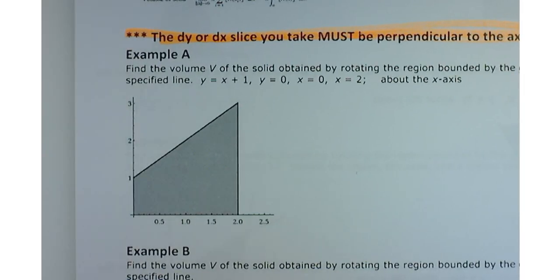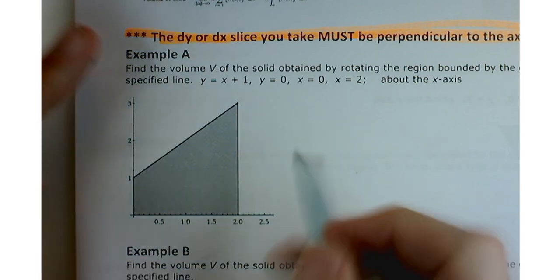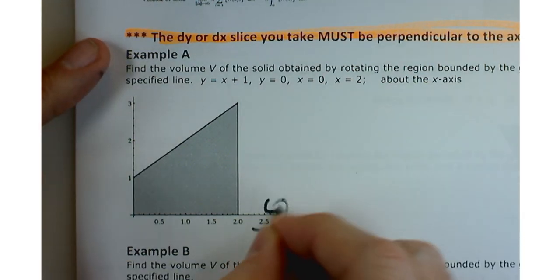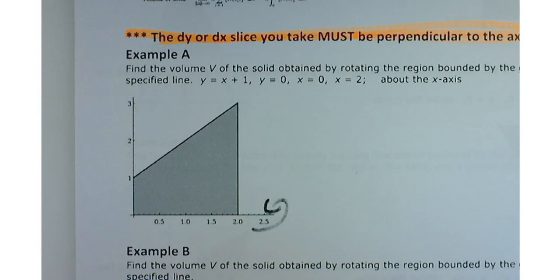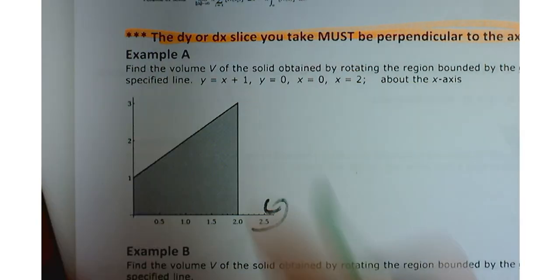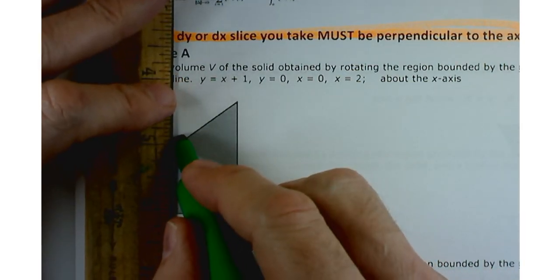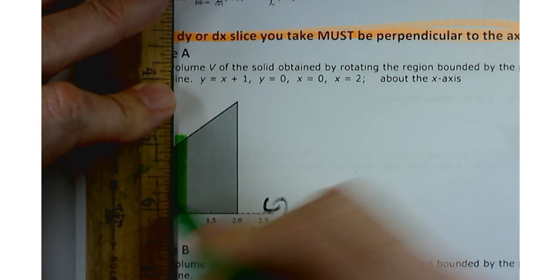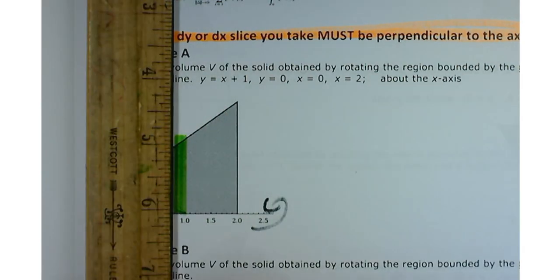Since we're rotating around the x-axis like this, I'm going to take a slice perpendicular to that. Does that mean my slice is going to hit the x-axis or y-axis? All right, this wasn't supposed to be a trick question. X-axis or y-axis? dx slice or dy slice? dx slice. Perpendicular to your axis of rotation. So let's squeeze that in here. There's my one slice.